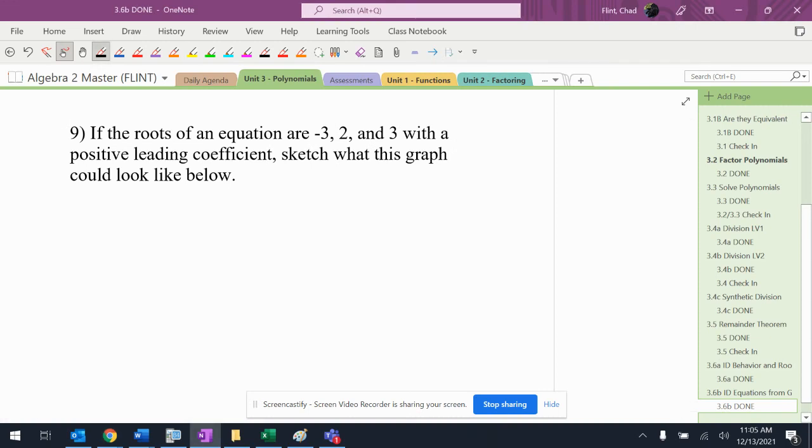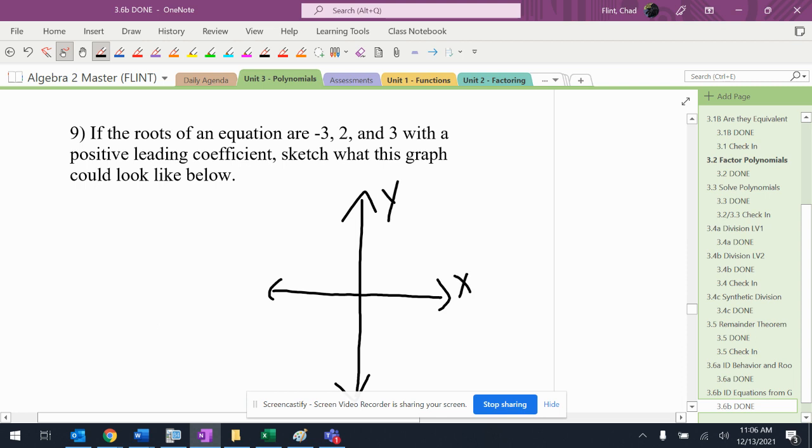All right, so these questions, we've probably already done at least a couple of these before even today. It says there's negative 3, 2, and 3. That means there's three roots. Now, I don't really know for sure if those are the only three. Those are the only three it gives me.